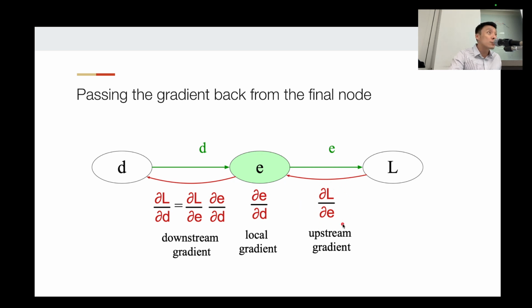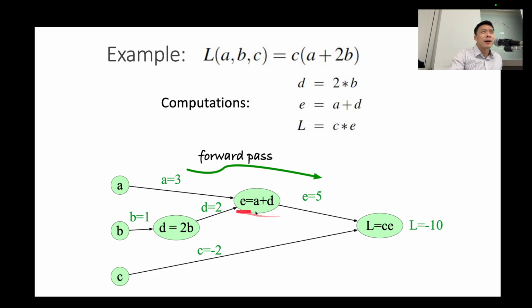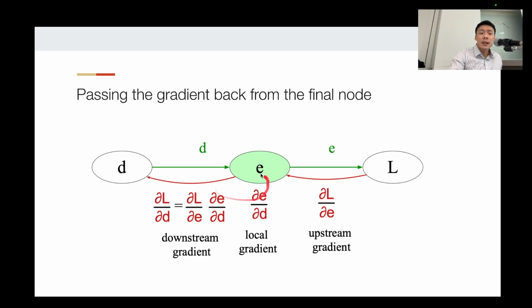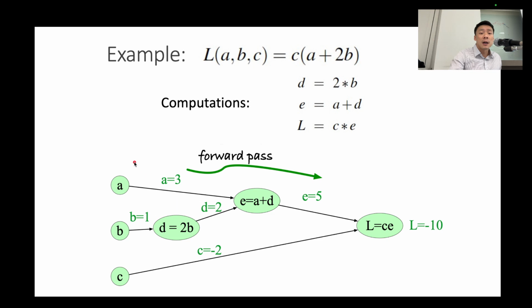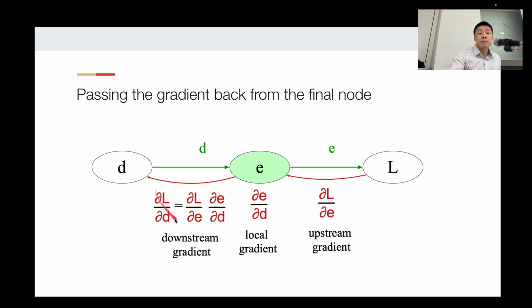Then you take the partial derivative with respect to E. Very easy, right? This is not very hard. And then for this guy, if you want the partial derivative with respect to D, it's equal to the derivative of L with respect to E, which is what you pass on to here, and then also the derivative of E with respect to D, which is this guy.